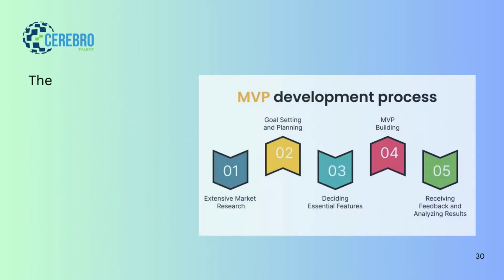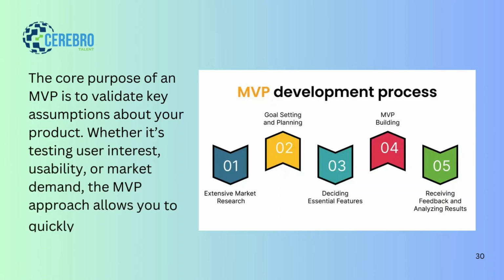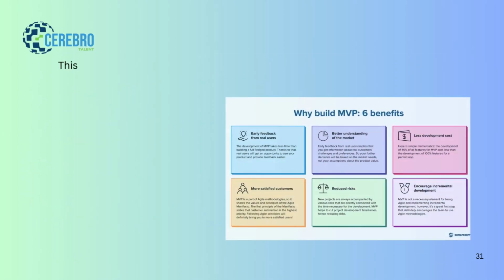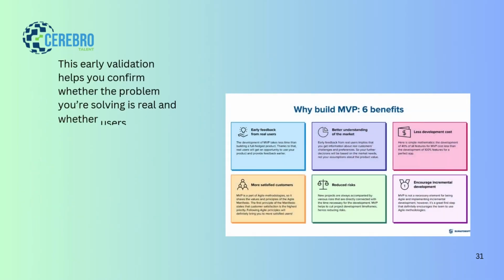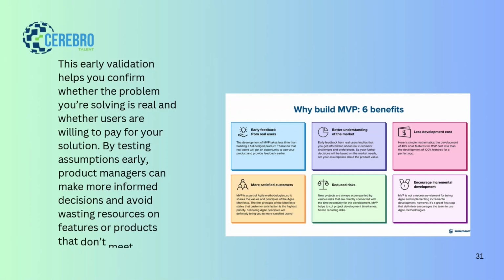The core purpose of an MVP is to validate key assumptions about your product. Whether it's testing user interest, usability, or market demand, the MVP approach allows you to quickly gather data. This early validation helps you confirm whether the problem you're solving is real and whether users are willing to pay for your solution. By testing assumptions early, product managers can make more informed decisions and avoid wasting resources on features or products that don't meet real customer needs.